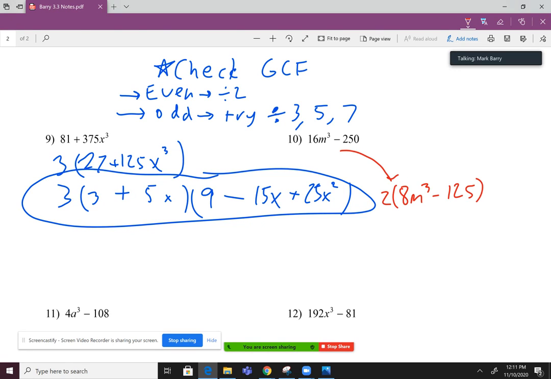All right, so if you get stuck on the GCF, I just showed my work there. So you should take out a 2 since they're both even. And if you divide the insides by 2, it turns into 8m to the third minus 125. Okay, so now we need to break down that 8m to the third minus 125. So now I try that.